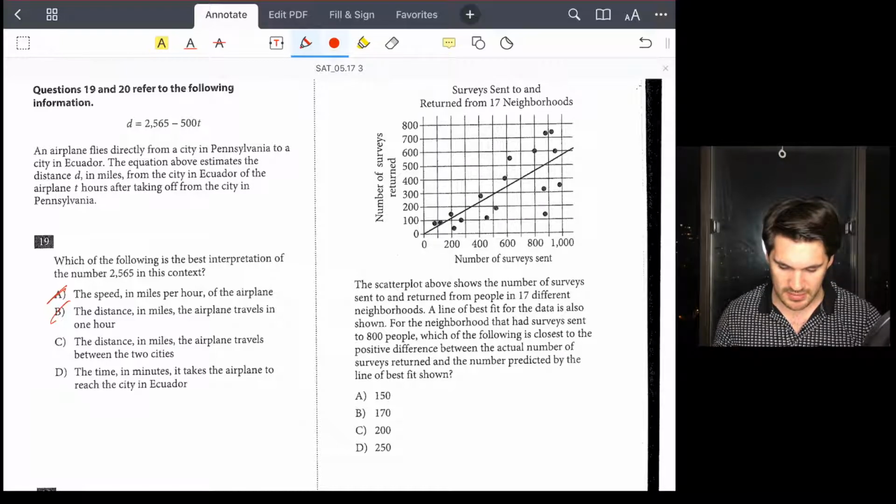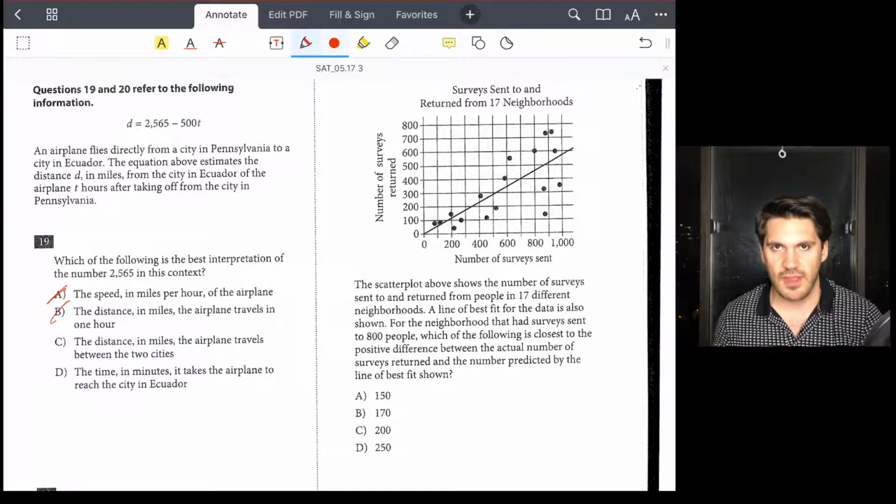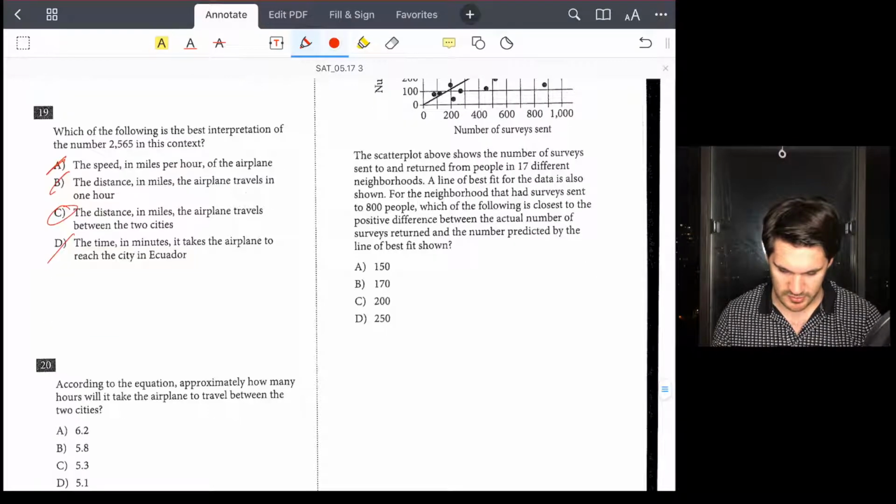D, the time it takes the airplane to reach the city in Ecuador, well, that doesn't have anything to do with time, right? The 500 has to do with time. So D won't work. So C is our answer.